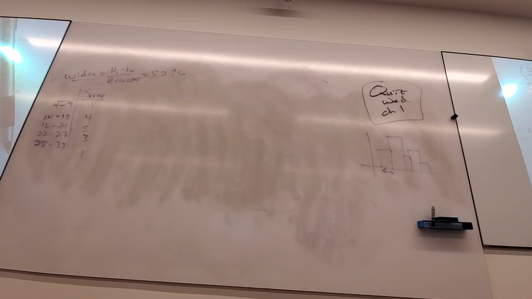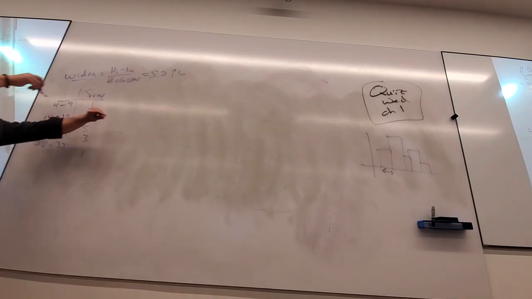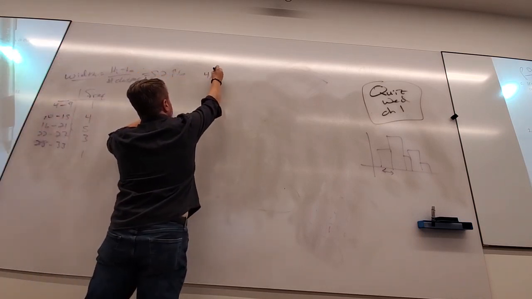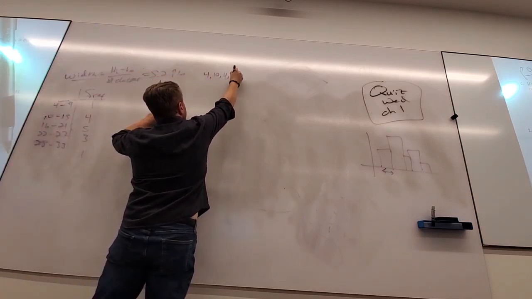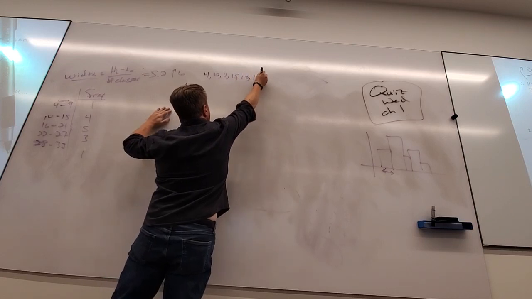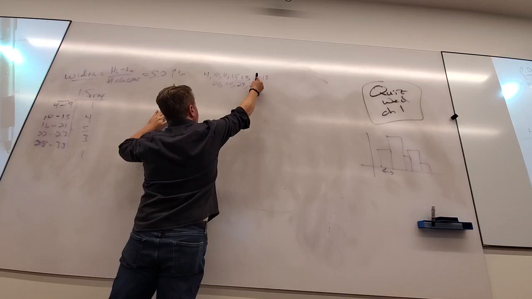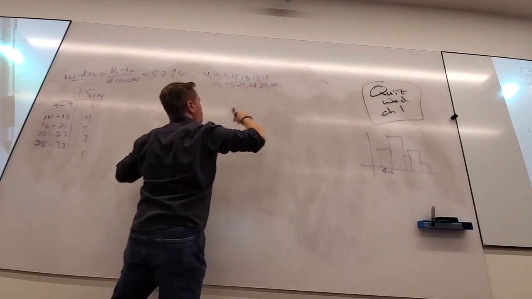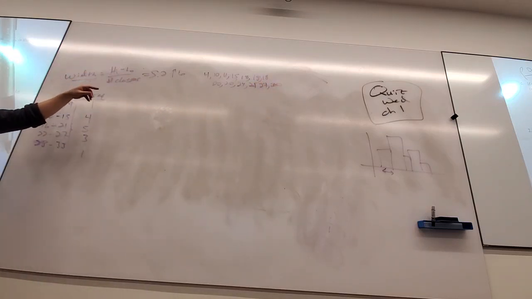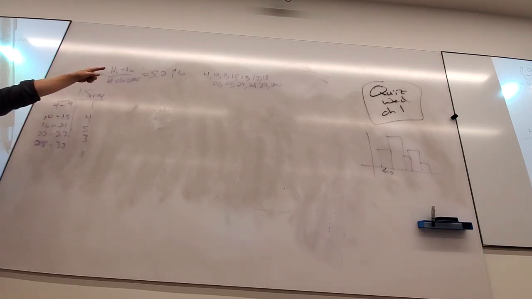So again, it's in the video. I made up a list of data that we were using for this. Do you want those numbers? Let me throw it down here real quick. 4, 10, 11, 15, 18, 18, 18, 20, 20, 24, 25, 27, and 30. So 30 minus 4 is 26, divided by 5, is 5.2. We round it up to 6. That's how we figure out how wide the classes are.